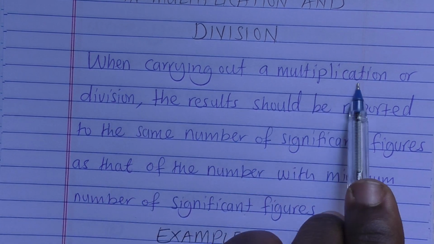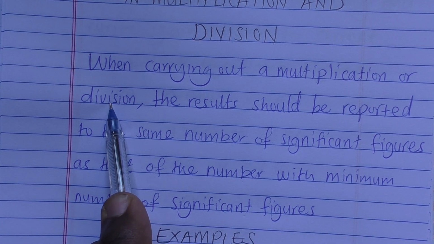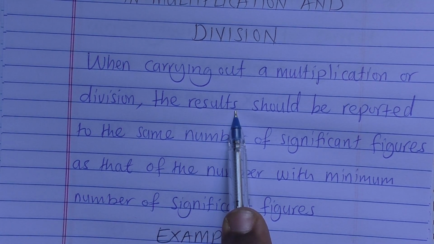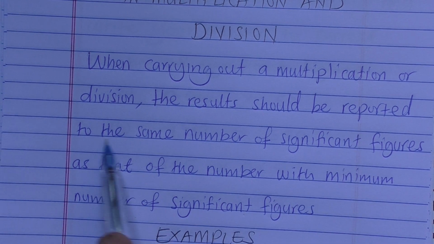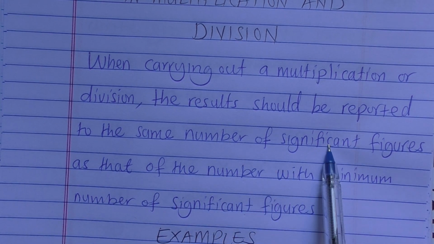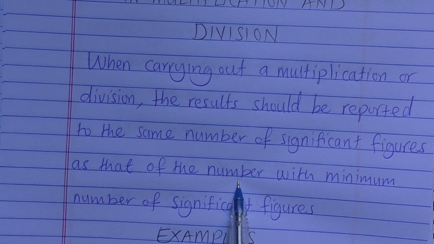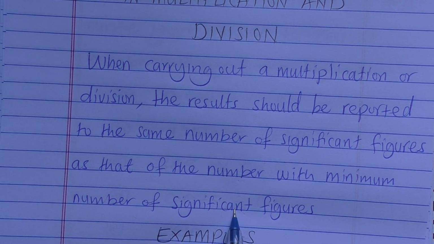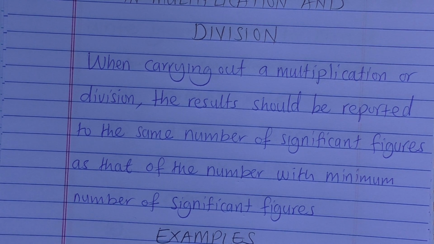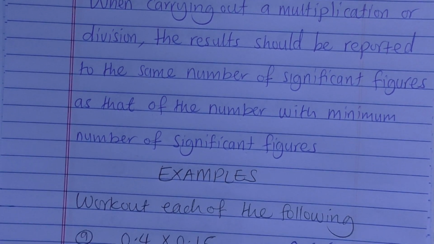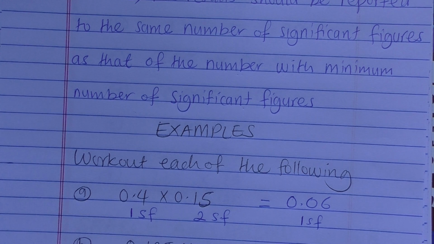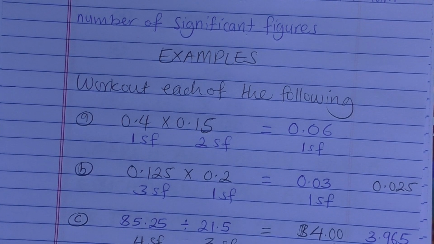When carrying out a multiplication or a division, the results should be reported to the same number of significant figures as that of the number with the minimum number of significant figures. Let us see what this statement means. For instance, we are told to work out each of the following.